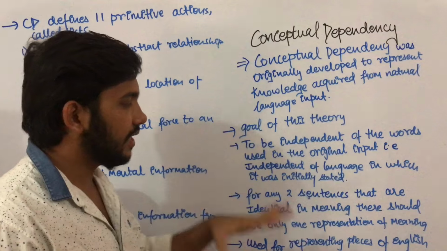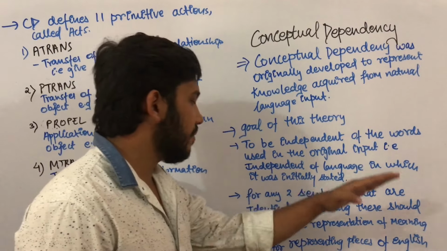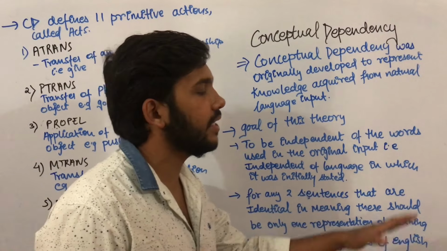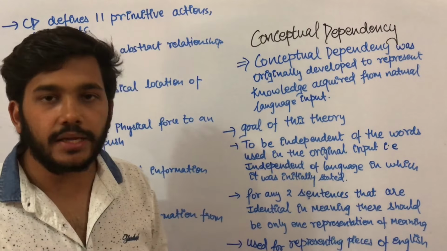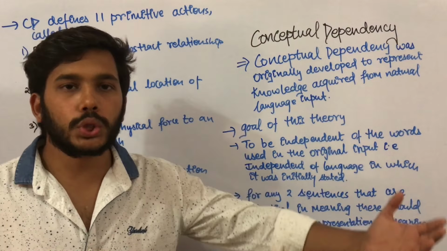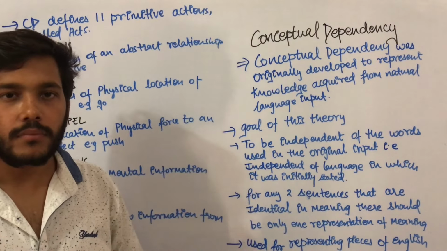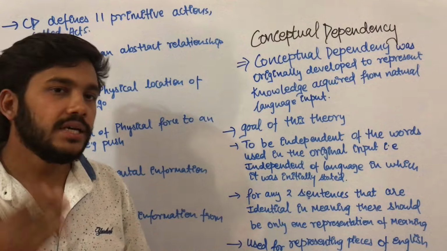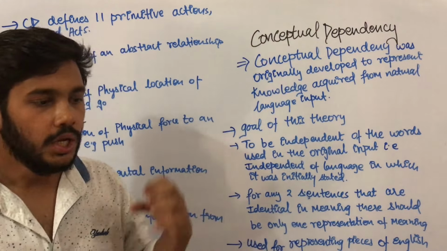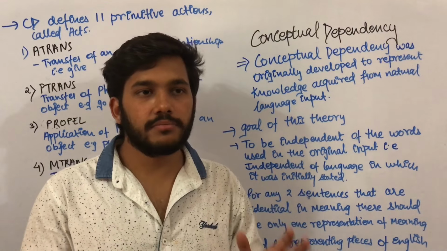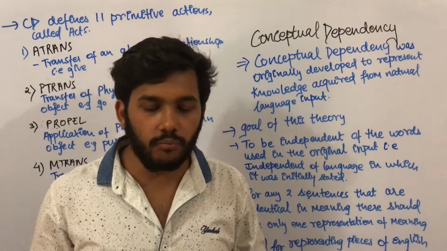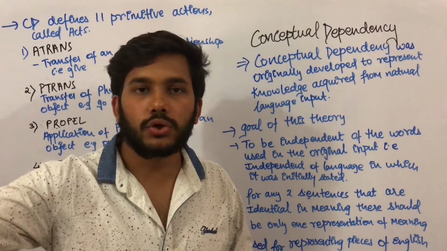So in conceptual dependency, for any two statements that are identical in meaning, there should be only one representation of meaning. Like there are two different statements. First statement: I went to college yesterday. Second statement: today I am going to college. So in both the statements, my core idea is that I am going to college. That is, I am moving from my place to the college.